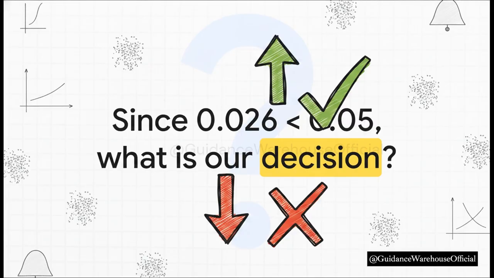Since 0.026 is clearly less than 0.05, what's our decision? Do we reject or not reject the null hypothesis? Well, because our p-value is lower than our significance level, we reject the null hypothesis.